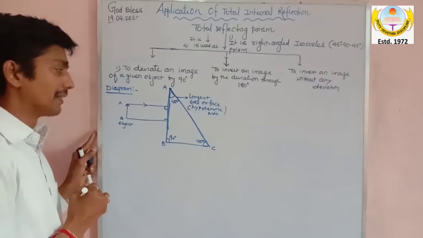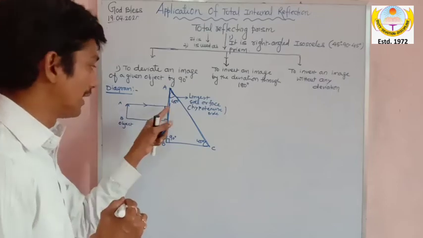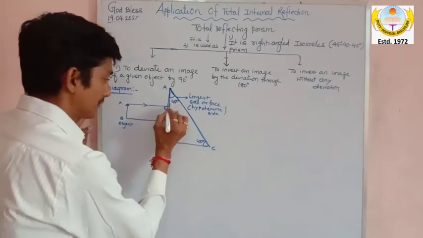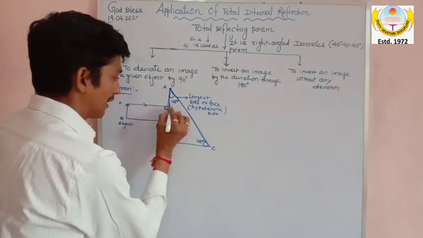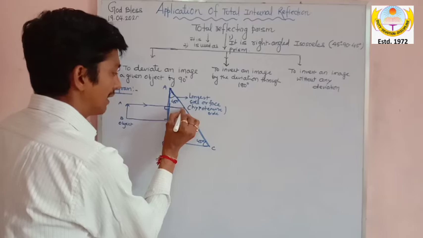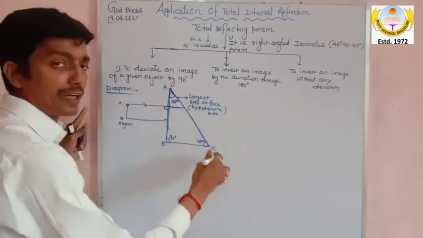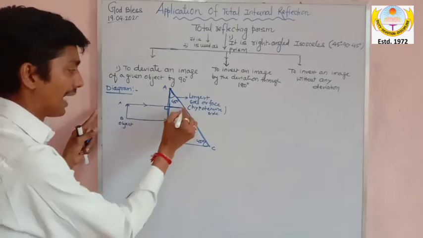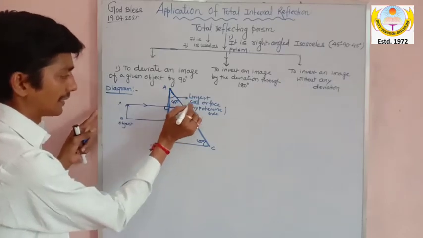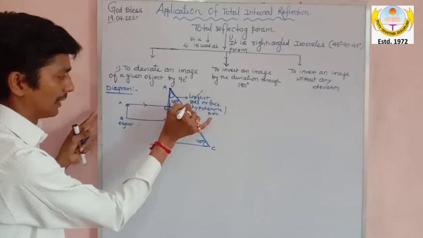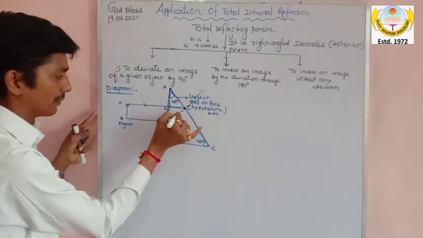But now, my dear, when they fall, they will go without any deviation inside the prism. So from the shorter face, they will move inside and they will fall on the longer face. Please try to understand, this is the normal I have drawn on this face, because the normal is always drawn perpendicular to the surface.